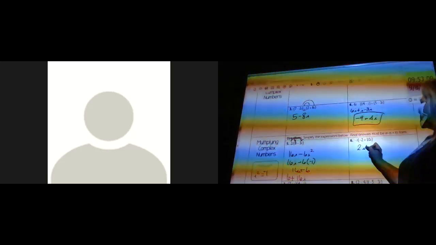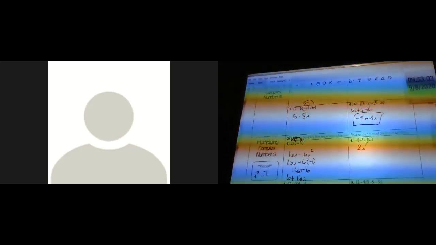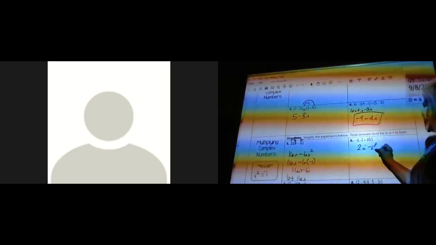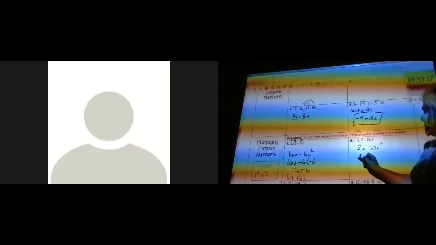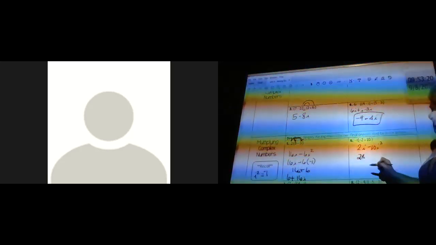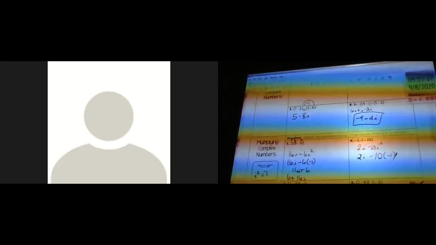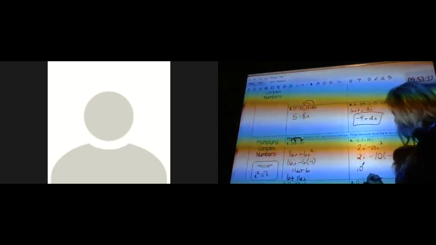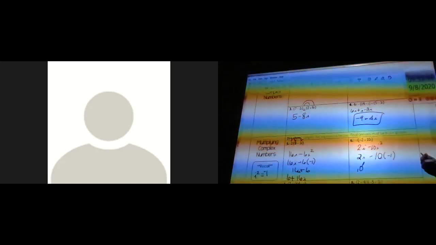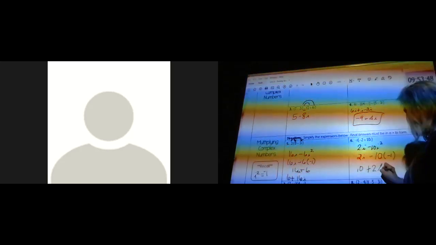So -i times -2 is 2i. And then -i times a positive 10i is -10i squared, exactly. And so now we're going to recall this little note over here: i squared is equal to -1. So we have 2i minus 10 times -1, and -10 times -1 is positive 10. And then how do I finish it in standard form? 10 plus 2i. Exactly.